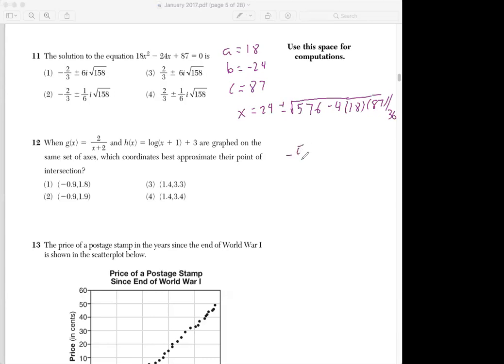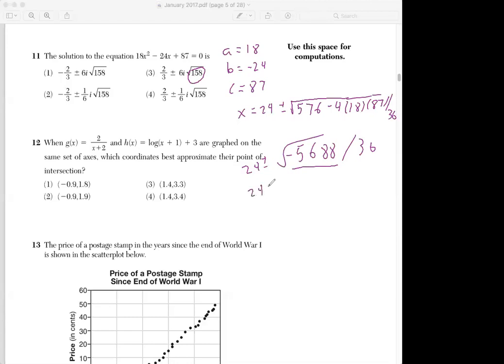So negative 5688, 24 plus or minus over 36. Let's look at some of these answer choices. You got a 6 and a 158. 5688 divided by 6. No. Let's see. So I'm just looking at the answer choices. I'm seeing this 158. So I just divided this by 158 and I got 36. So that's the perfect square that goes into this.